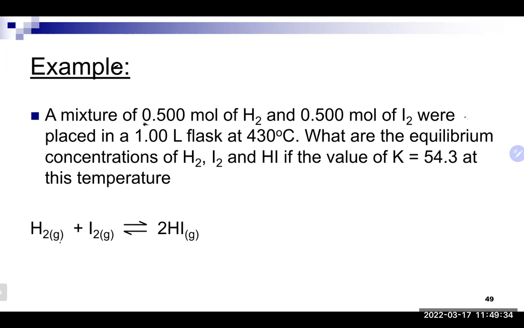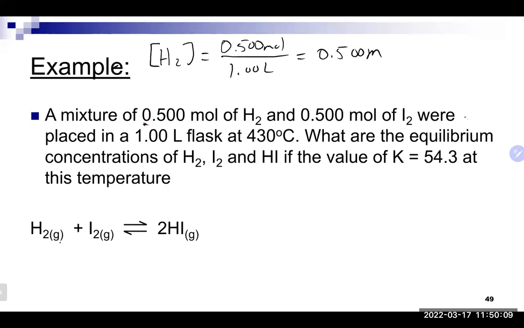The idea is to do an ice table in this class on a lot of things. So if you're ever in doubt, you could go wrong, I suppose, but it's probably a good idea. So here again, we're looking for those equilibrium concentrations. So we definitely want to do an ice table, which means we really do need some concentrations. In this case, we're given moles and liters. In this case, it's 1 liter, which means it's not too hard to figure out our concentration of H2, which would be 0.5 moles divided by 1 liter. Gives us 0.5 molar for our H2.